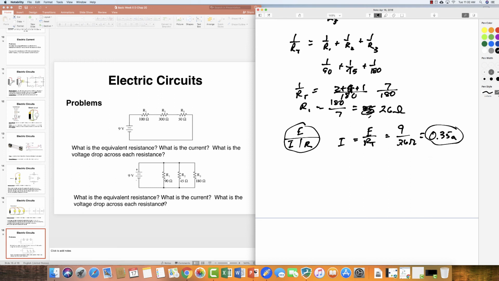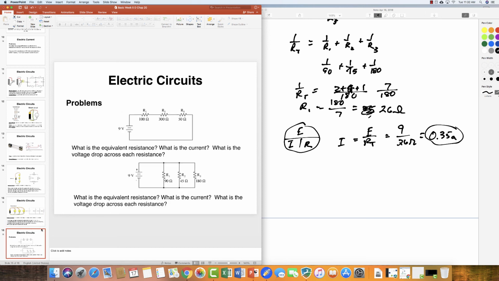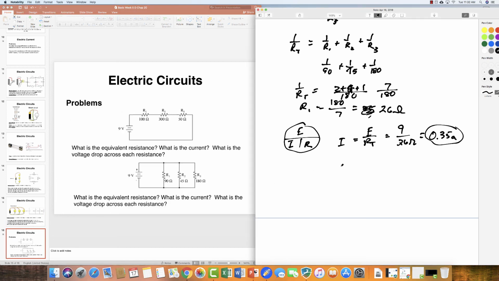And then what is the voltage drop across each resistance? Okay, the voltage drop, there's no such thing as voltage drop. If you remember back here, the voltage is constant. So the voltage drop across each is equal to the voltage total. And so the voltage drop is going to be 9 volts. That's kind of a trick question. So what that means is that you'll have 9 volts here, 9 volts here, 9 volts here. So the flow through each of these is going to be different, but the sum has to equal this.